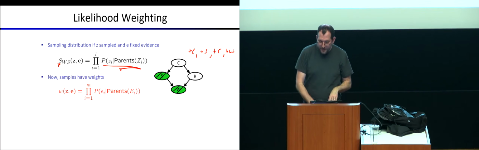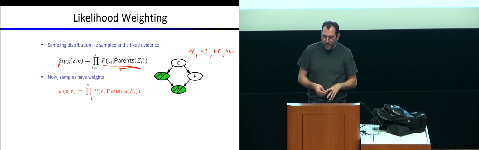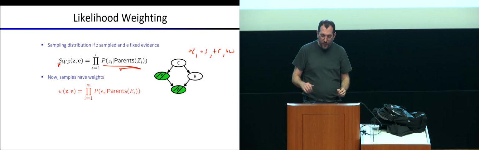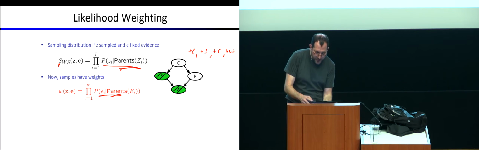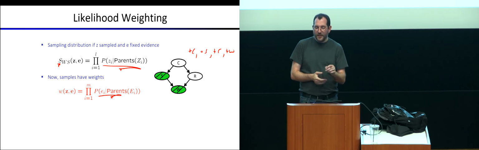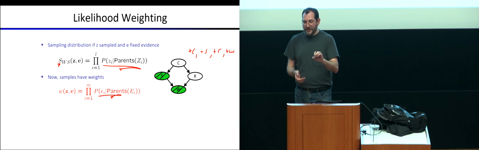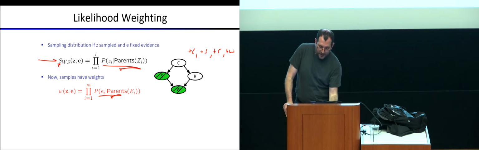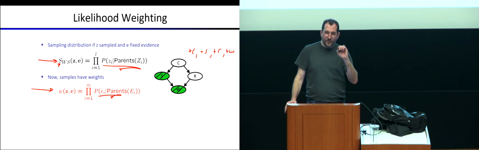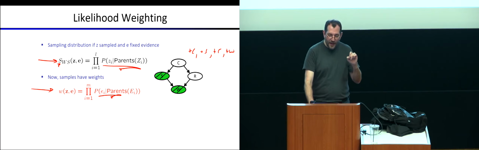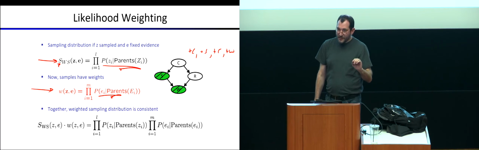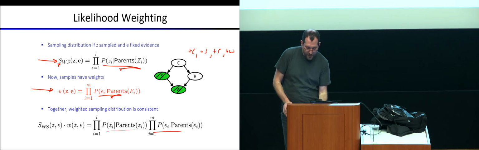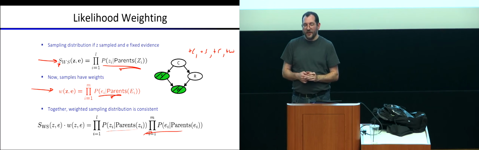However, samples have weights, and the weight on a sample, for Z sampled variables and E fixed evidence variables, is all the other terms of the joint probability. It's the probability of each evidence value that I fixed given its parents. So either in the sampling distribution or in the weights, every term appears exactly once. And that means that if I take a weighted sampling distribution here, I get all of those terms in the Bayes net appearing on one side or the other.